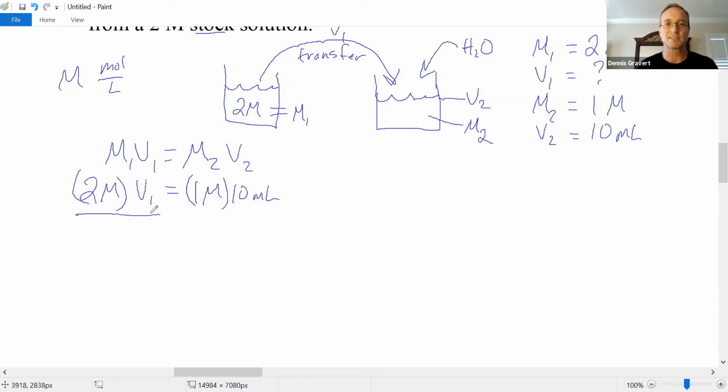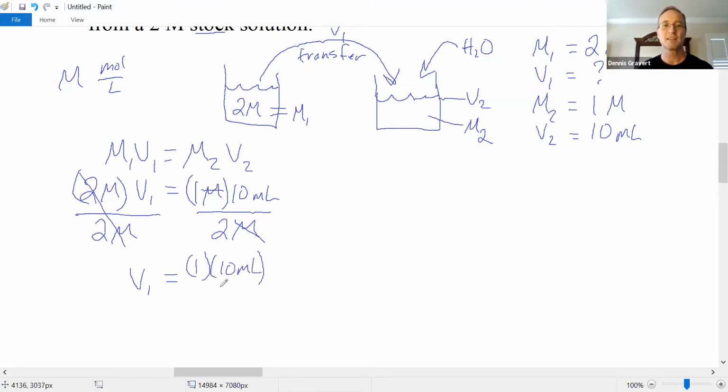The short way is just say, hey, I need to get my variable V1 all by itself. So let's divide both sides by 2 molar. And then these cancel out, giving you V1. And then molarity cancels out. Beautiful. No unit conversions necessary. So then you have 1 times 10 milliliters divided by 2. And that you can do in your head. 1 times 10 is 10. 10 divided by 2 is 5. 5 milliliters is how much you transfer.